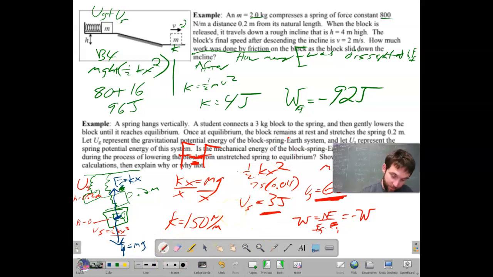And in this case, we have force going up, the spring force going up, and the displacement is down. So again, they're in opposite directions, which means negative work. So we're losing some of our energy as that work is being done.